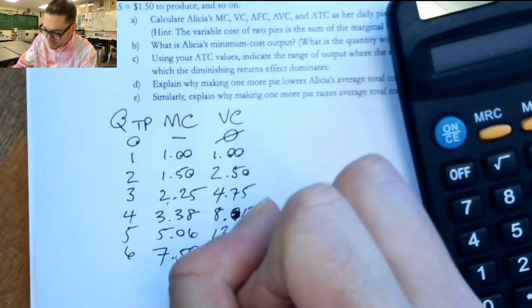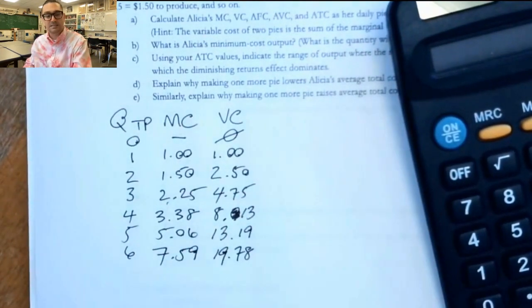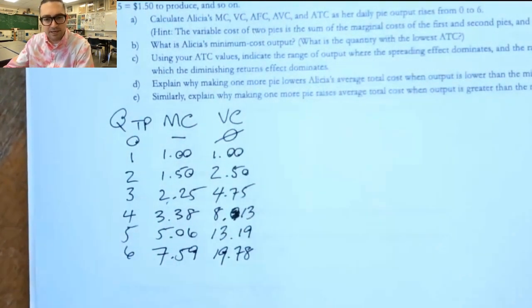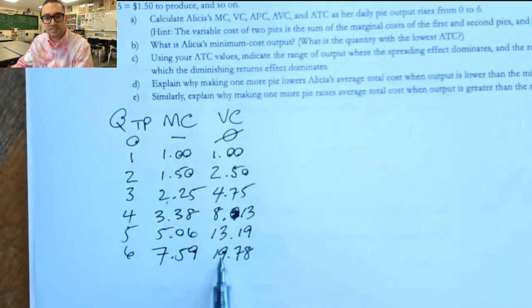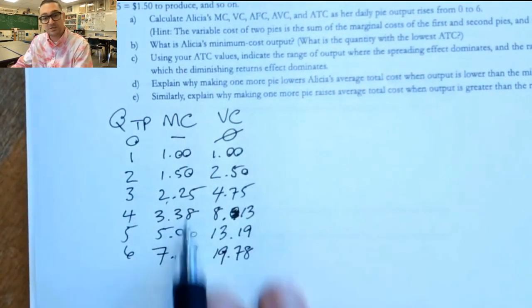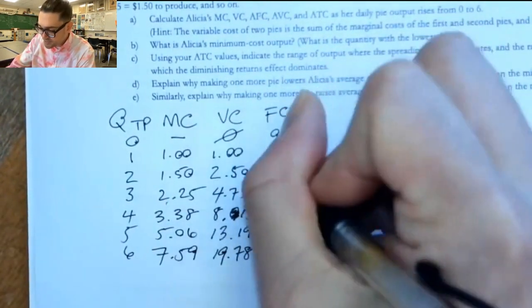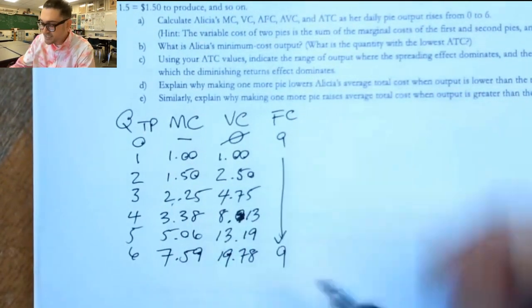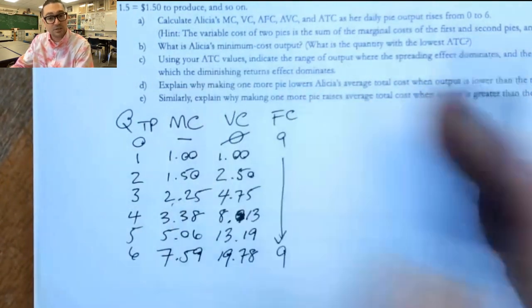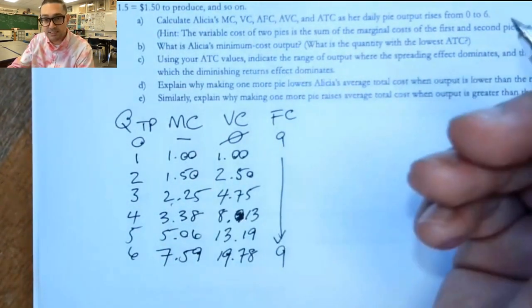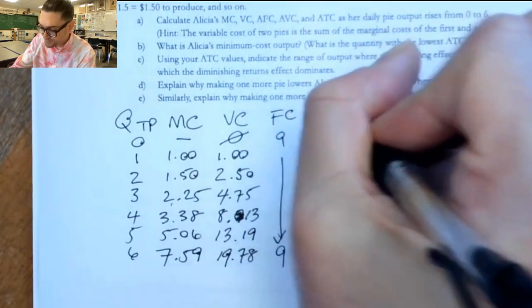So we have $19.78. Again, keep that little calculator handy if some of these calculations are kind of tricky for us. But again, what we're doing is just summing basically these marginals to create the variable cost. And we know that the fixed cost is $9 throughout the entire range. And we didn't need to put that on here. It's not one of the listed ones, but I went ahead and put it here because the next one we're going to need is actually total cost.